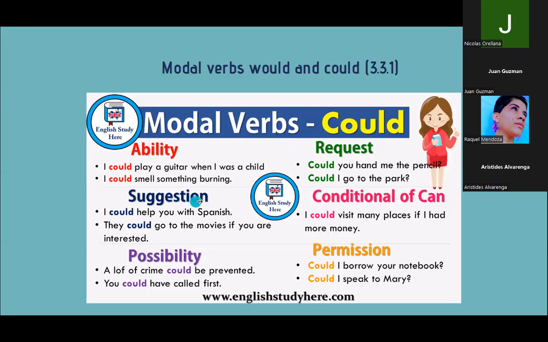Now for suggestions. If you want to give suggestions like these ones: I could help you with Spanish. They could go to the movies if you're interested. These are more like abilities, right? But in a way of suggestion. I'm suggesting you to do something. These are the most important. And permission. Could I borrow your notebook?